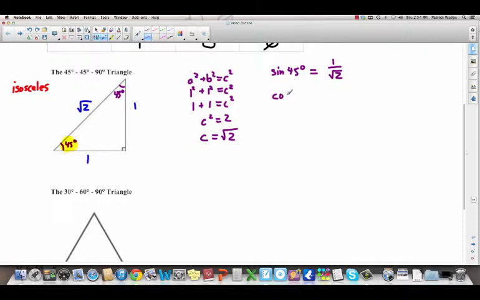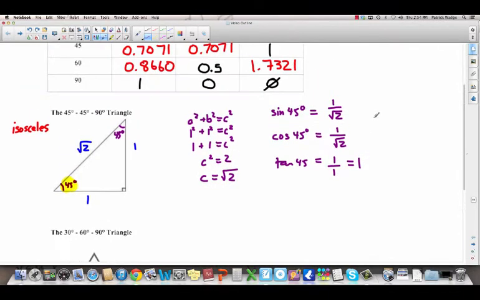What's cos 45? Cos is adjacent over hypotenuse. Adjacent is 1 over root 2. What's tan 45? Tan 45 is opposite over adjacent. Opposite is 1, over adjacent is 1. 1 over 1 is 1.